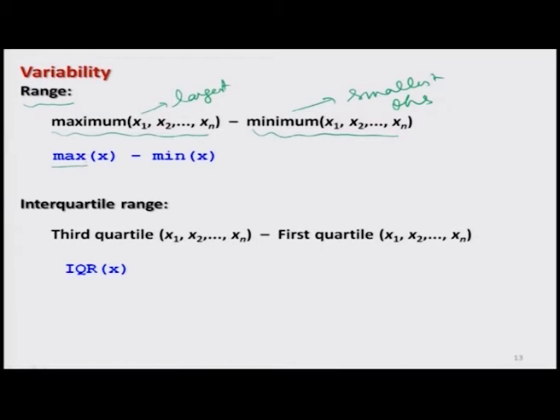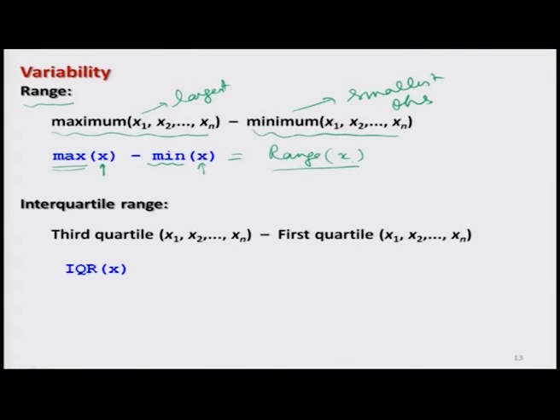So, max gives the maximum among the values which are contained in the data vector x, and min gives the minimum value that is contained in the data vector x. So, this difference, maximum of x minus minimum of x, is going to give us the value of the range for the data vector x.